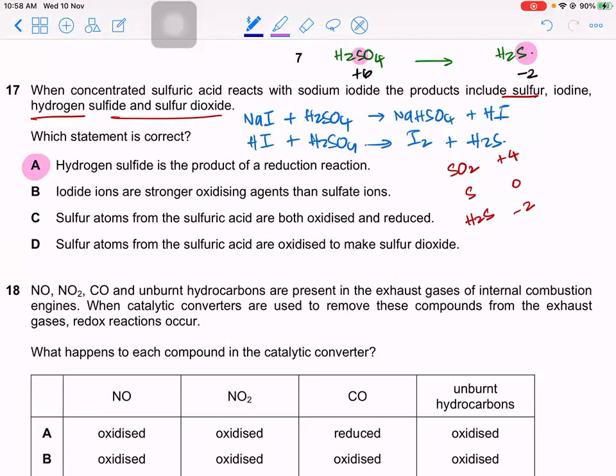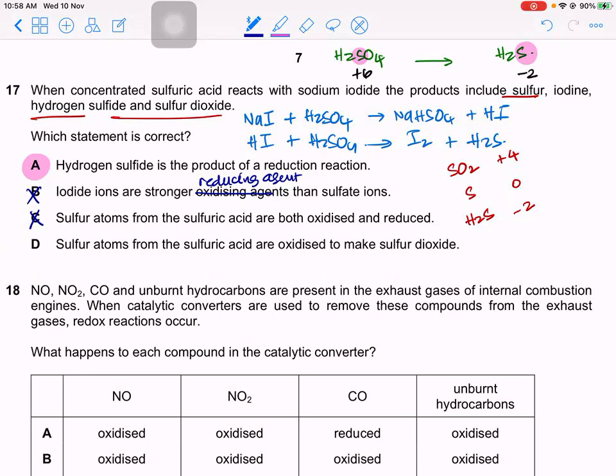Iodide are stronger oxidizing agent. No, they are stronger reducing agent. Sulfur atoms from the sulfuric acid are both oxidized and reduced. No, sulfur atoms are only reduced. Yes, from +6 it becomes 0.